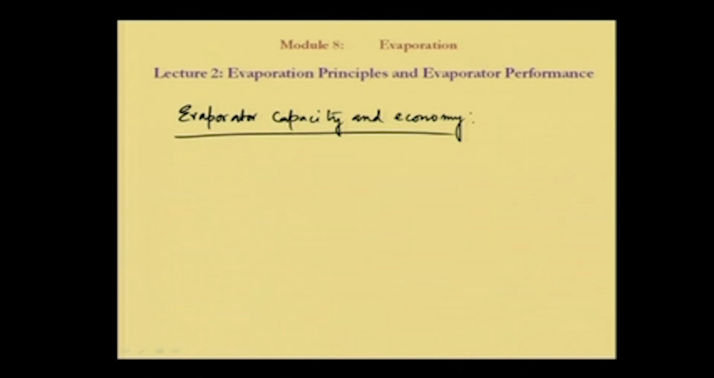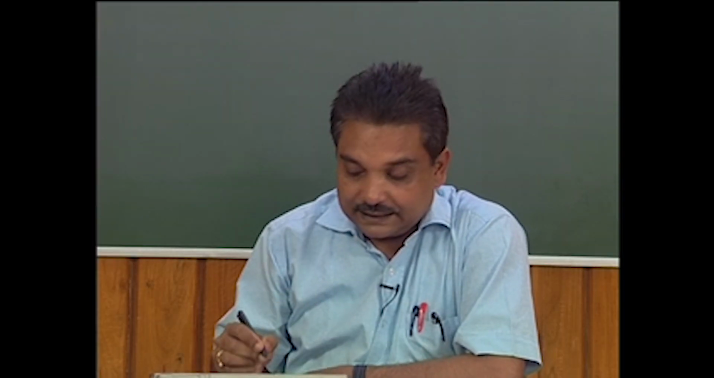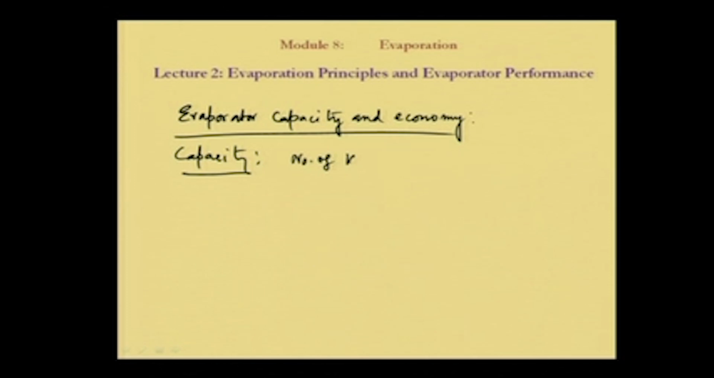So, these are two important terminologies related to evaporation. The first one is the evaporator capacity. From the name itself we can see it is the vaporization capacity, but it has a very specific definition. It says that the number of kilograms of water vaporized per hour is the evaporator capacity.